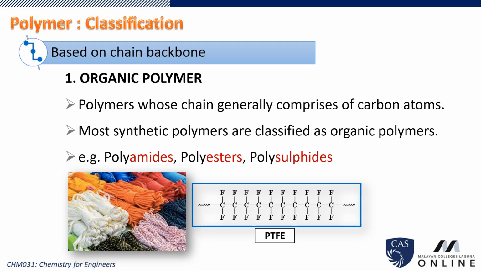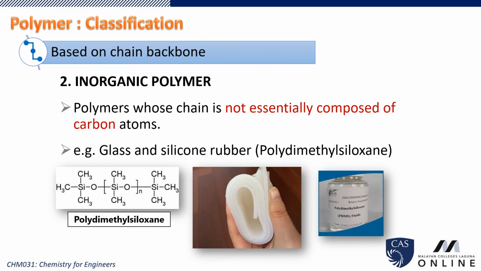The first is organic polymers, and these polymers have chains primarily composed of carbon atoms. Most synthetic polymers fall under this category, such as polyamides, polyesters, and PTFE. The next type is inorganic polymers, and these do not have carbon as their main backbone. These include glass and silicone-based materials. These often have different thermal and chemical properties as compared to that of organic polymers.